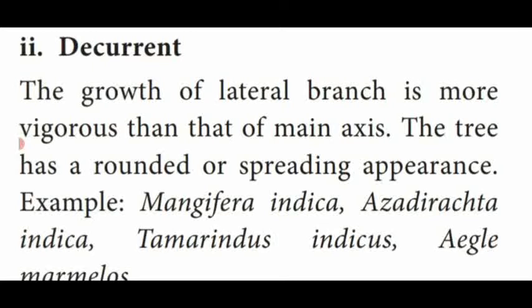Next one, decurrent. The main axis shows limited growth, but the lateral branches show continuous or vigorous growth. So the tree looks round in appearance, a rounded or spreading appearance.